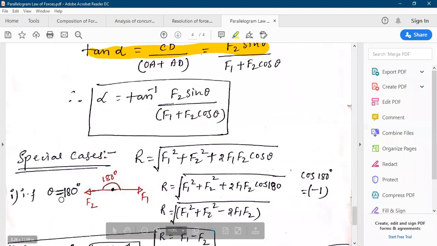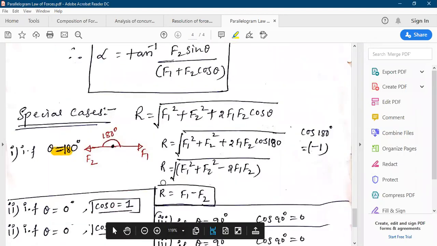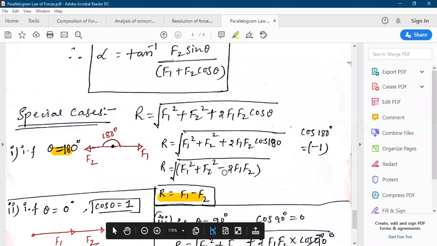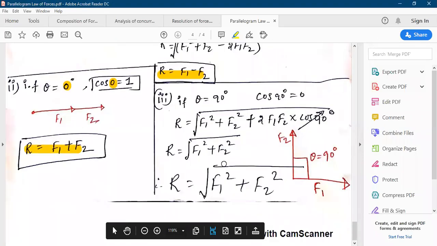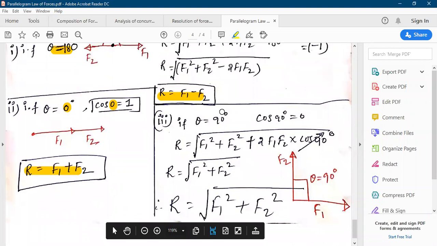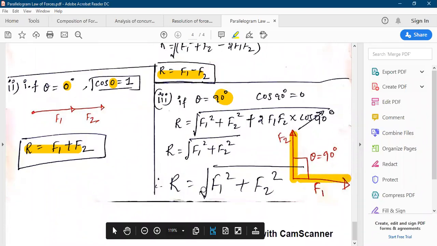If that angle becomes 180 degrees, the formula becomes r is equal to f1 minus f2. If theta is equal to 0 between the two forces, then r is equal to f1 plus f2. Similarly, if the angle between the two forces is 90 degrees, then our formula becomes the square root of f1 square plus f2 square. So this is what we discussed in the previous class.